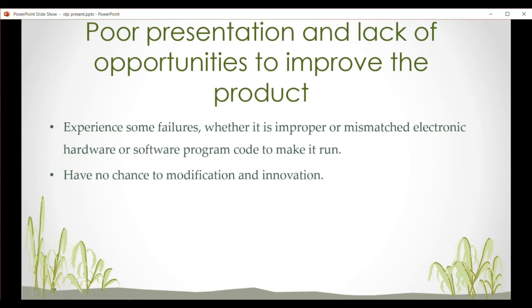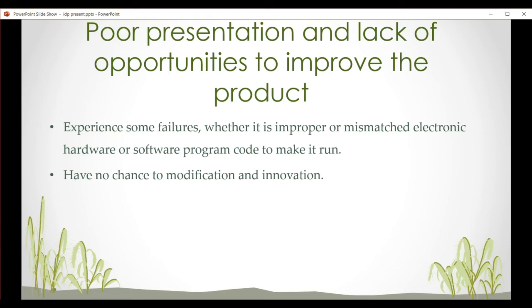We all know you don't know the fault and you can't improve until you make them. We know that when we need to successfully build an electronic product, we will experience some failures, whether it is improper or mismatched electronic hardware or software program code to make it run. We will experience all kinds of errors that cause the operation to fail.